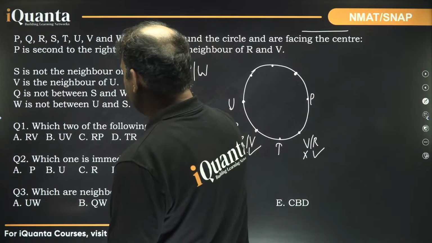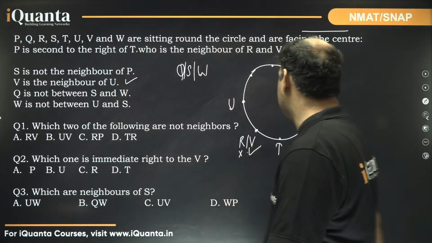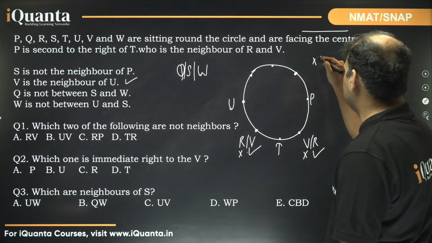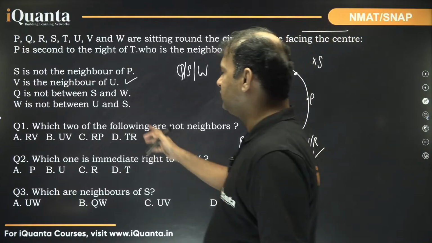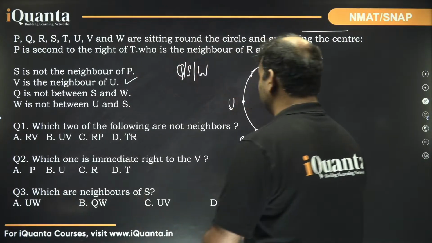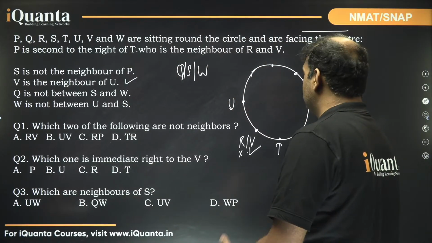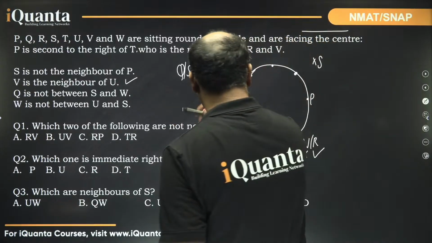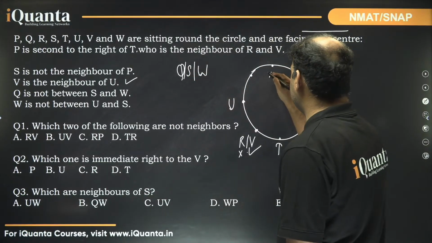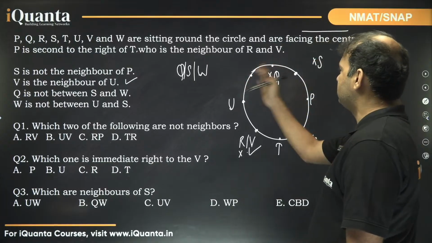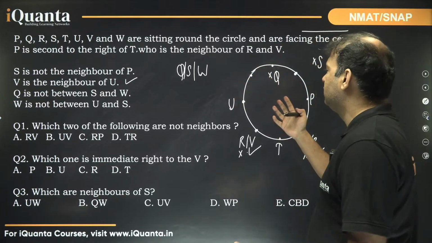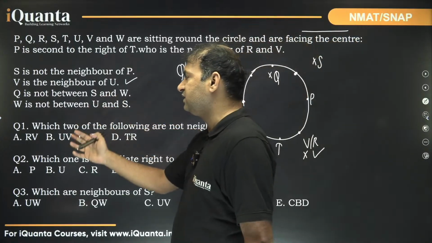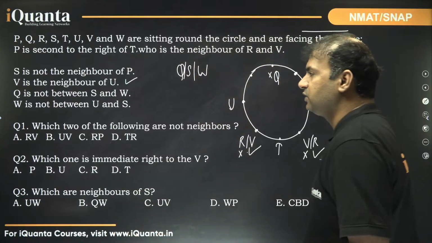Now we have a few negative points. They're saying S is not the neighbor of P, so S should not be here. We'll remember this. Q is not between S and W. We can't use it right now, but we can say one thing for sure, that Q cannot be here, because if Q is here, S and W have to be here, obviously. Then Q will come in between S and W. So Q should not be here.